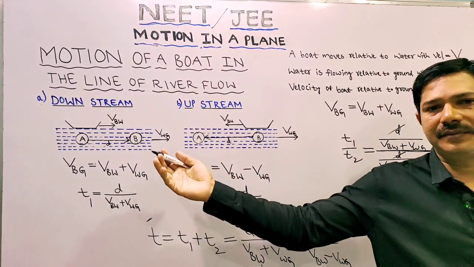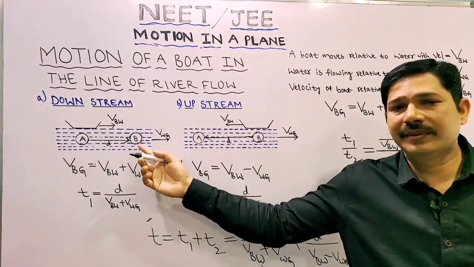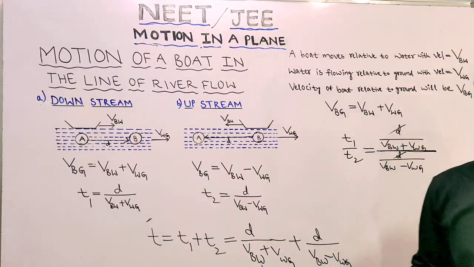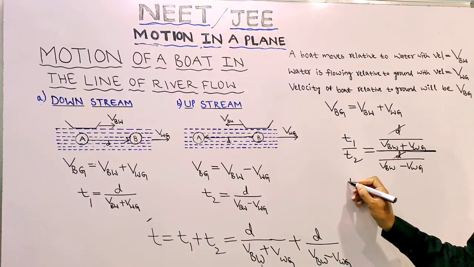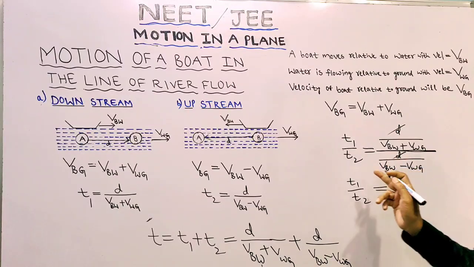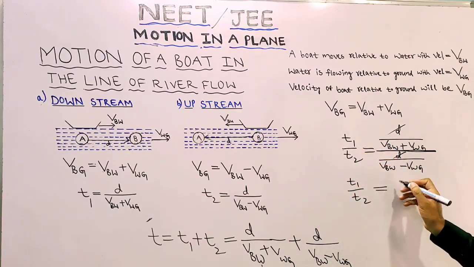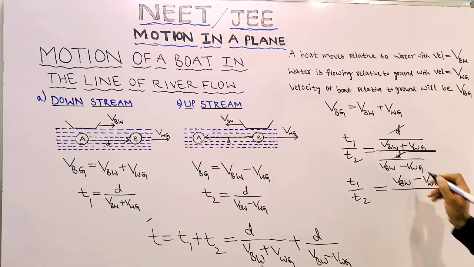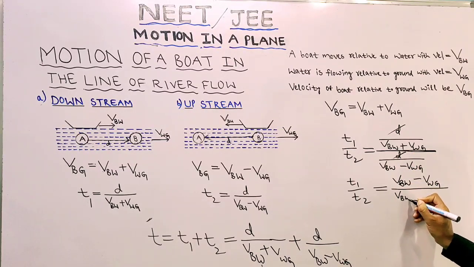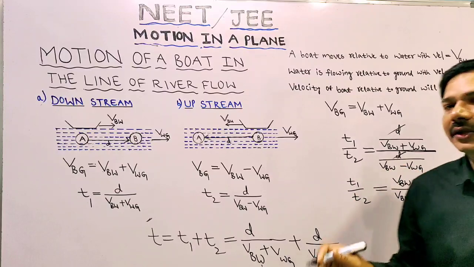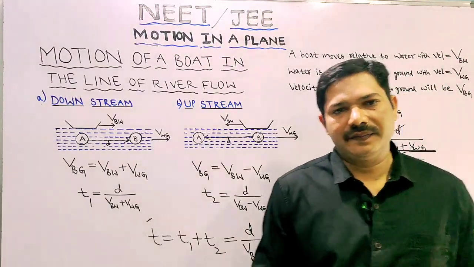Here D gets cancelled. Why? Because it is the same distance: the downstream time has distance D, and the upstream also has the same distance D, so D gets cancelled. So T1 by T2 equals what? This is in the denominator, again in the denominator, so we can shift it to the numerator. So T1 by T2 equals (VBW minus VWG) by (VBW plus VWG). Okay, so these are the ratios of times taken.